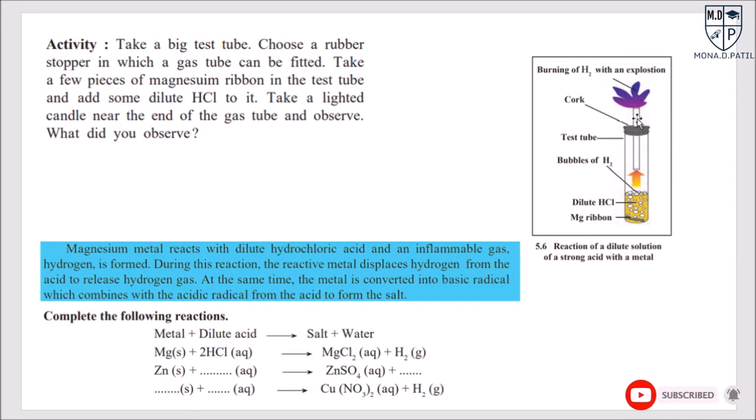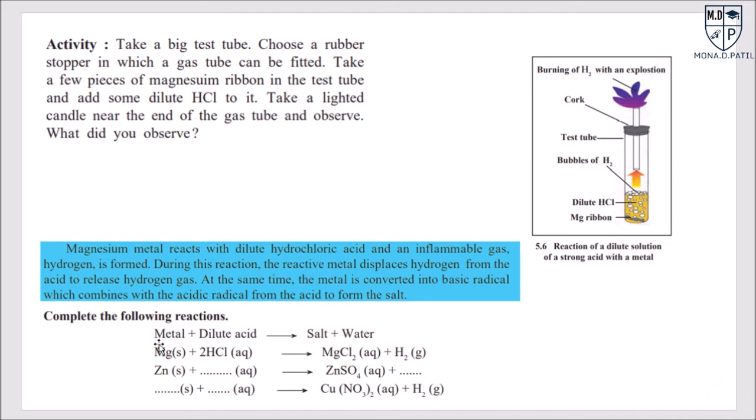Okay, and then suppose you put a burning candle here, then you can see it burn with an explosion. Okay, burning of hydrogen with an explosion. So magnesium metal reacts with dilute hydrochloric acid and inflammable gas hydrogen is formed. During this reaction, the reactive metal displaces hydrogen from the acid to release hydrogen gas. At the same time, the metal is converted into a basic radical, which combines with the acid radical to form the salt. Okay.